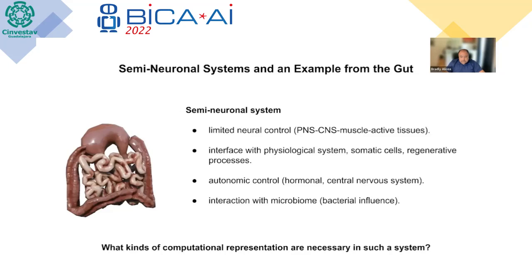It actually interacts with the microbiome, which is a separate bacterial system, and then it interfaces with multiple processes, such as regenerative processes and other types of cells that are non-neuronal. And so we call this semi-neuronal because it's more than just this sort of neuronal information processing we're familiar with, say, like neural nets. So what kinds of computational representation are necessary in such a system?